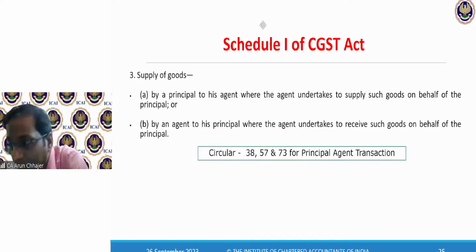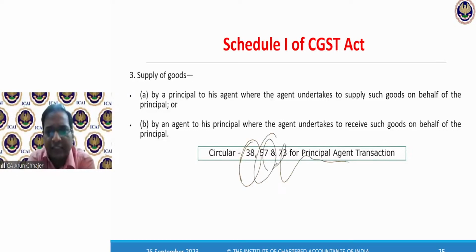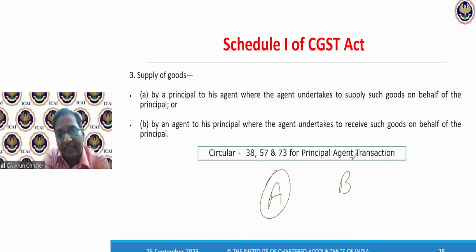Okay. But the only point I would like to say is that if the principal supplies the goods to the agent, or the agent supplies the goods on behalf of the principal, then it will be a supply and GST needs to be paid on that. There are multiple circulars on this particular principal-agent transaction, but the most important thing I would like to communicate: sometimes, let's say, A is a principal and B is the agent of the principal. C is a customer.